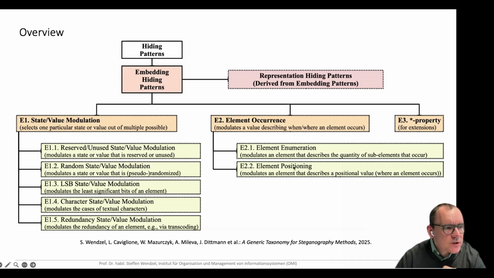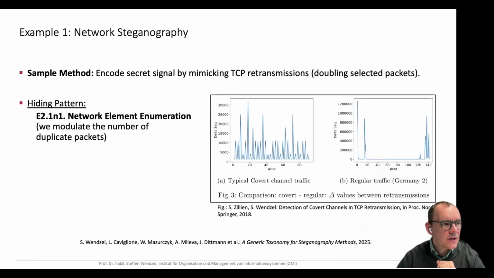The element positioning means that we modulate an element that describes the positional value where an element occurs. For instance, where in a flow does a specific network packet occur? Where in an image does a specific pixel value occur? Where in the list of options does a specific option occur? Things like that. Let's go through some examples for the different stego domains.